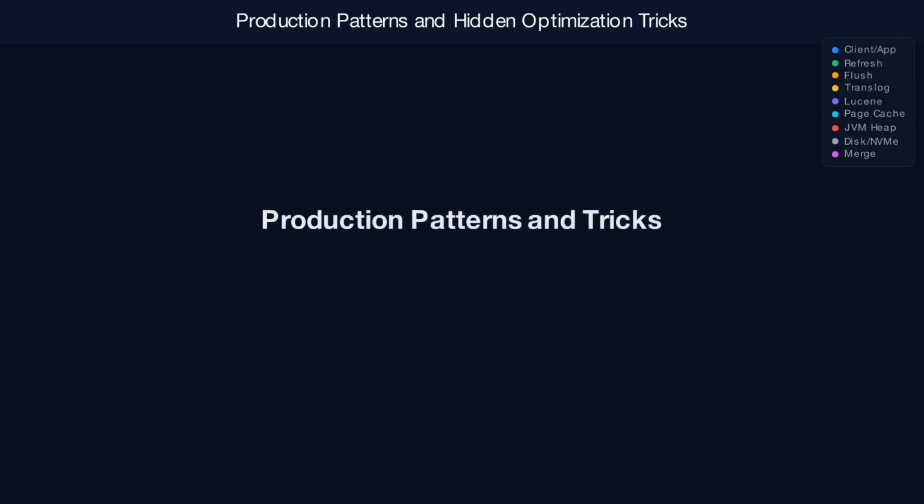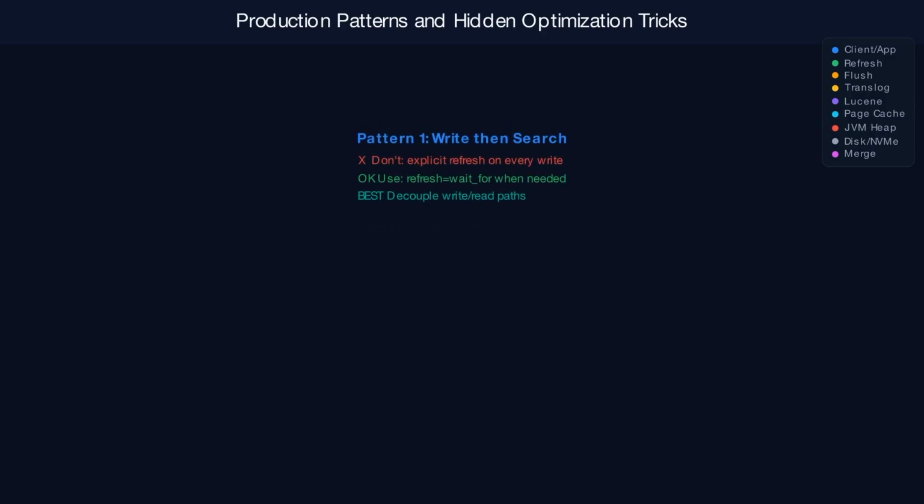Let us look at real-world patterns and the tricks teams learn the hard way. Pattern 1. Your app writes then immediately searches. Do not force explicit refresh on every write. Instead, use refresh=wait_for only when synchronous visibility is truly needed. Better still, decouple your write and read paths. Pattern 2. Bulk backfill or reindex. Temporarily increase the refresh interval or disable refresh entirely during the controlled bulk load, then restore it. Expect merge activity after ingestion completes.